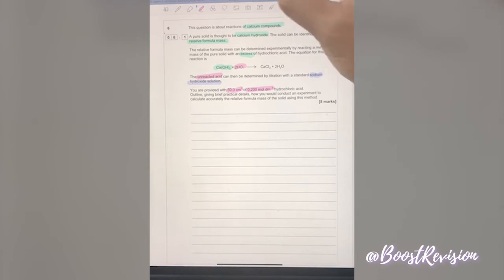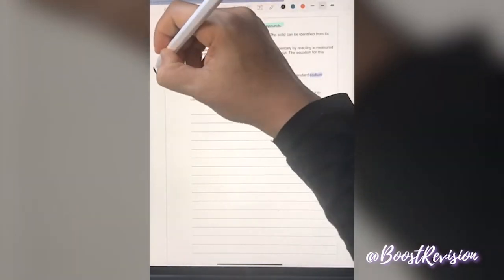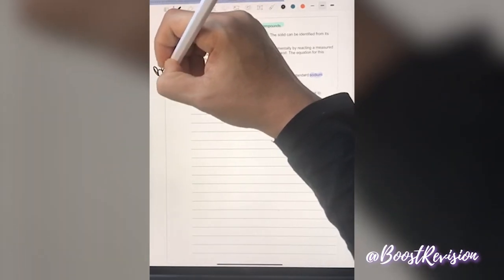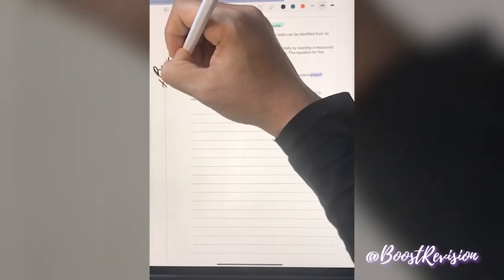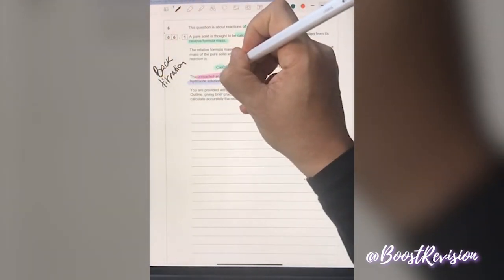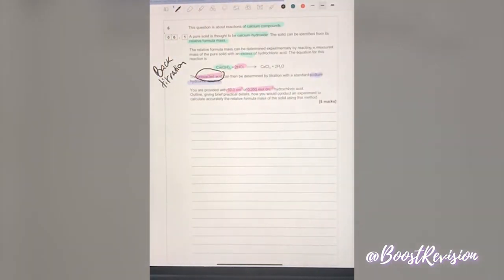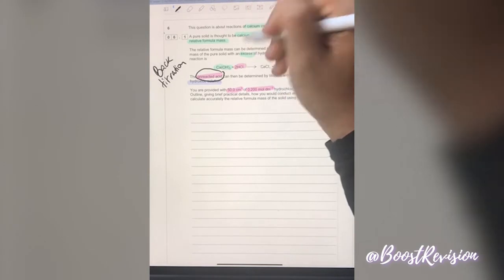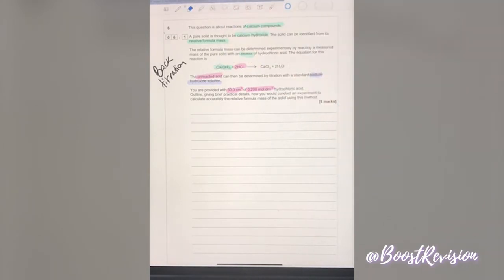So the first thing, as I said with back titrations, the first thing to really appreciate is the fact that the titration is happening on the unreacted or leftover acid. So the first mark that you get in this question is to work out how many moles of the calcium hydroxide you want to actually react with the acid.